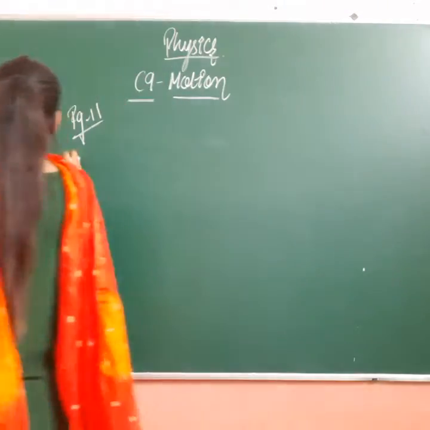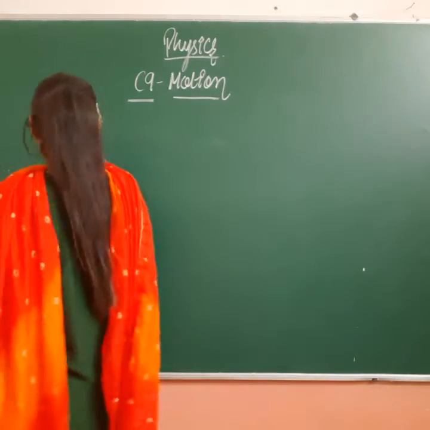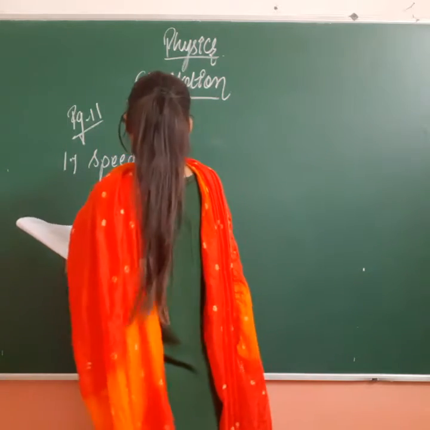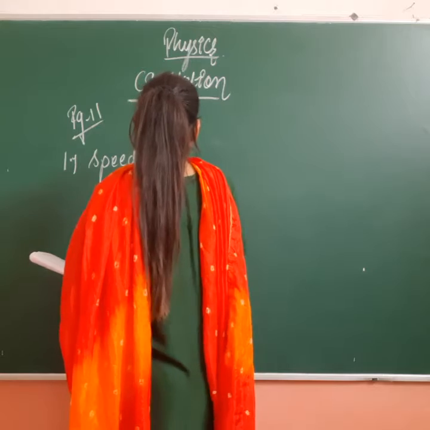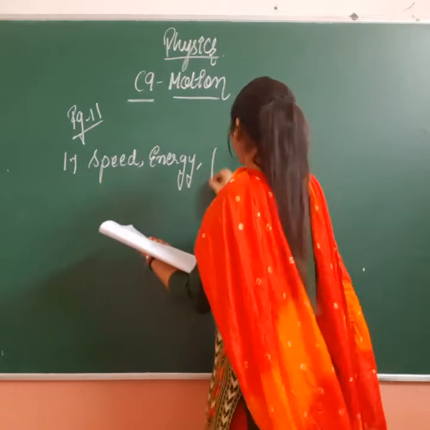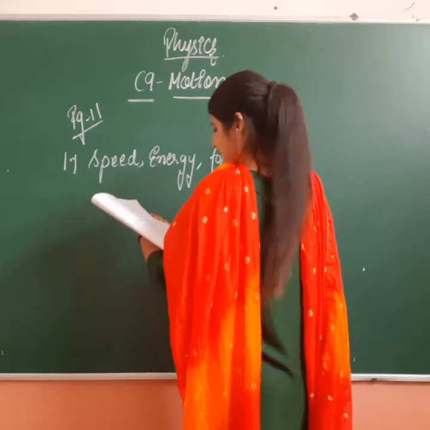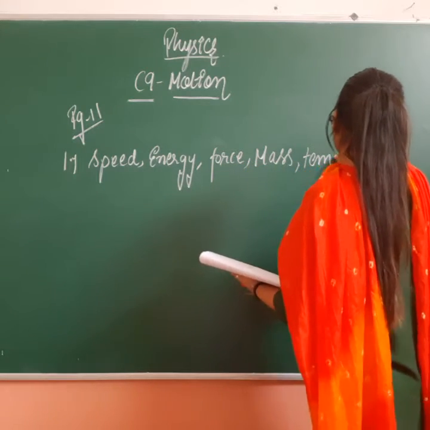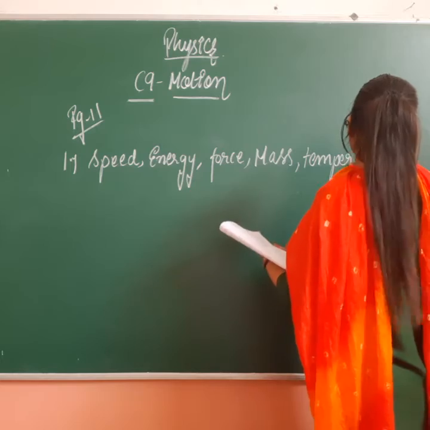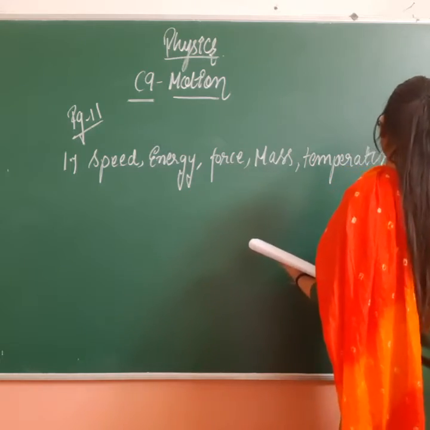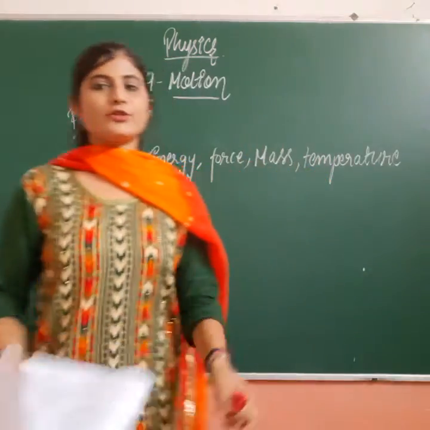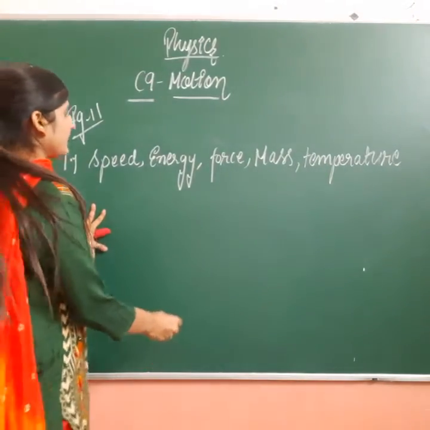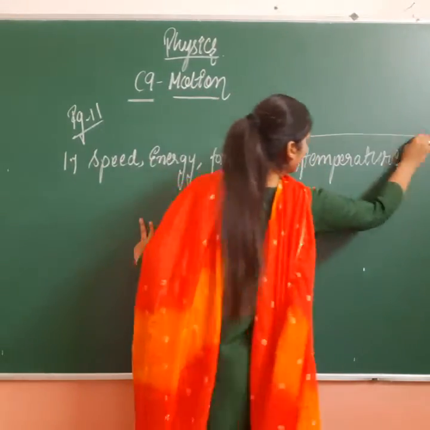So first one is speed, energy, force, mass and temperature. So in this case we need to take out the odd one out. So in this case we can see that temperature is odd one out.